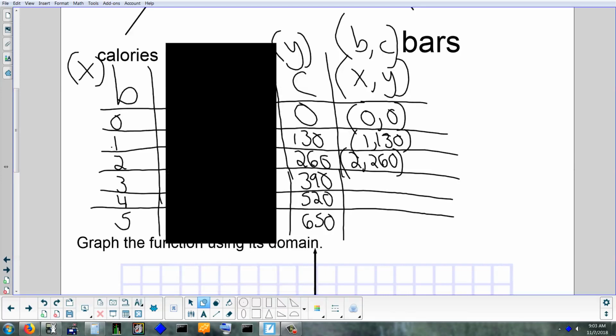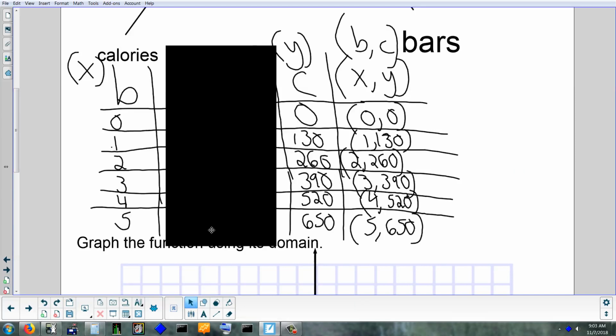So I just did 2, 260. Now I'm here, fourth: 1, 2, 3, 4. When I plugged in 3, what did I get for my coordinates? 3, 390. How about after that? Garrett, after my 3, 390, what do I get? 4, 520. And then, last but not least, I'm going to get 5, 650.